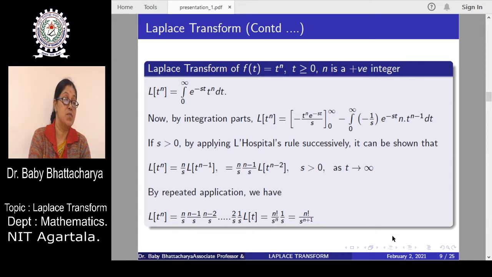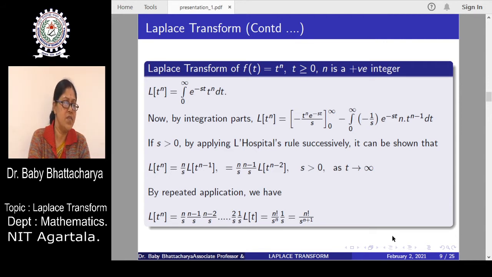We have the Laplace transformation of t^n equals the integration from 0 to infinity of e^(-st) t^n dt. Now what we do, we integrate partially, that is by integration by parts. We have the Laplace transformation of t^n equals minus t^n e^(-st) whole divided by s, putting the limits from 0 to infinity, minus the remaining part, which is the integration from 0 to infinity of minus 1 by s whole into e^(-st) n t^(n-1) dt.